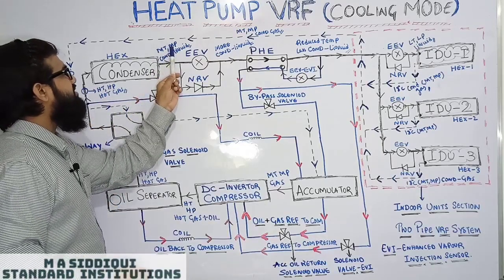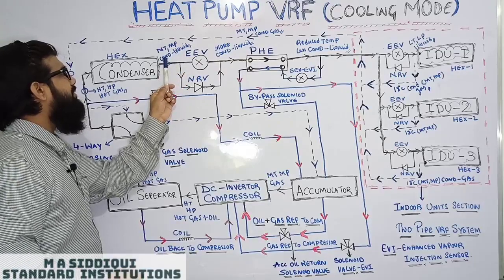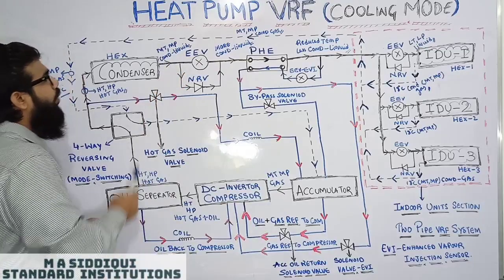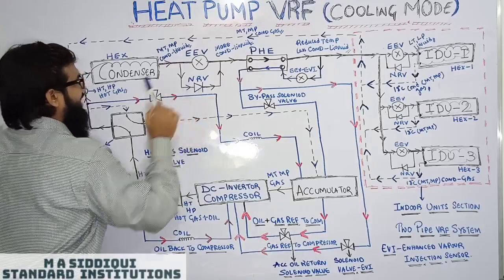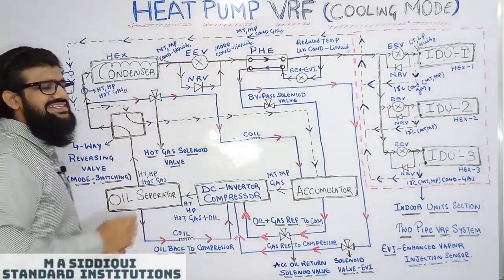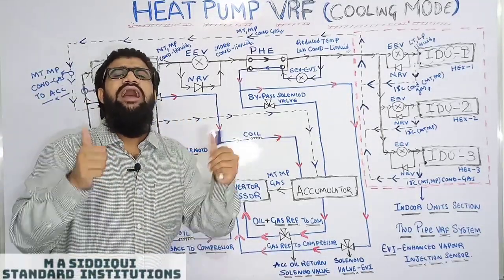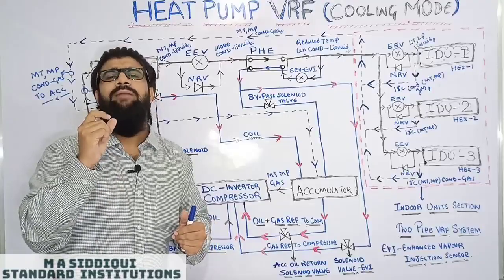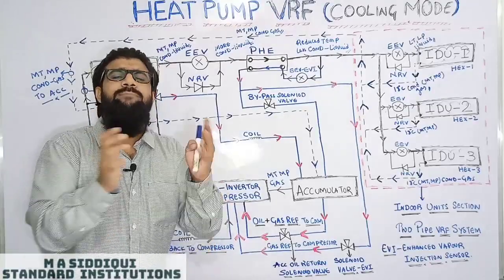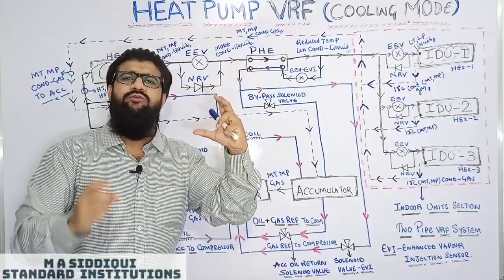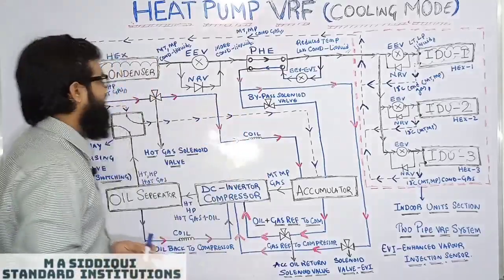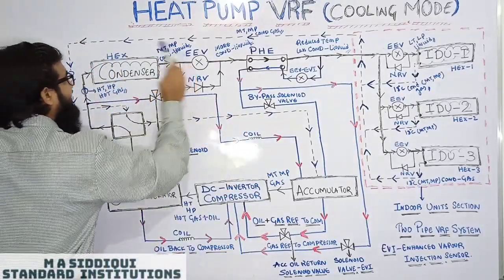This medium temperature, medium pressure condensed liquid will be given to the NRV. What is condensed liquid? Condensed liquid means a large amount of liquid and a minimal amount of gas, a mixture of a majority of liquid and a minority of gas. That's what we call condensed liquid.